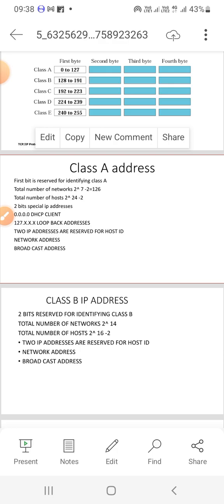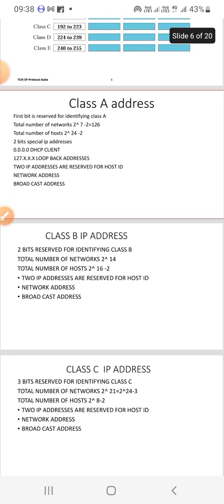So there are special IP addresses: 0.0.0.0 for the DHCP client, and another for the loopback address. Next, 2 IP addresses are reserved in the host ID, for the network address and broadcast address. Understand? In class A, total 126 networks are there. In each network, 16 million addresses are present. 2 power 24 equals 2 power 4 into 2 power 20, about 16 million addresses.